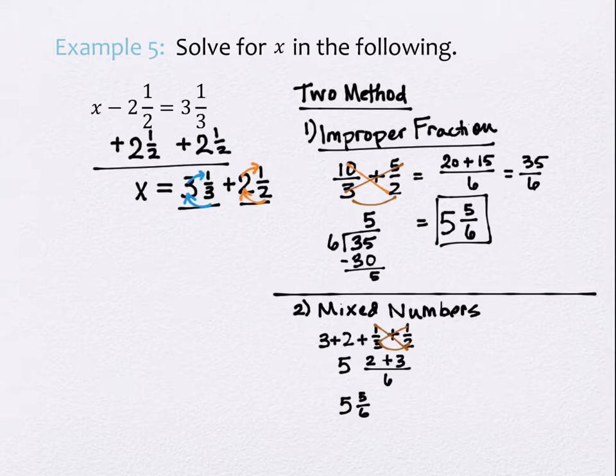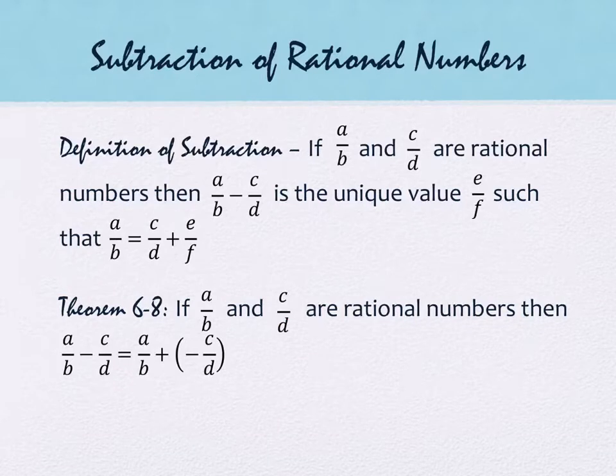All right, let's take a look at subtraction. Subtraction of rational numbers. First, a definition. If a over b and c over d are rational numbers, then a over b minus c over d is the unique value e over f, such that a over b equals c over d plus e over f.